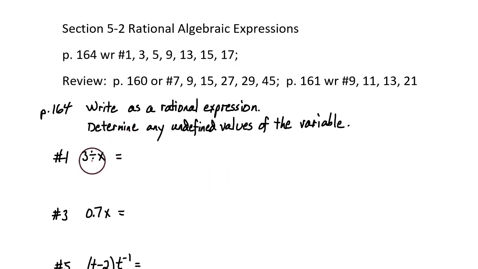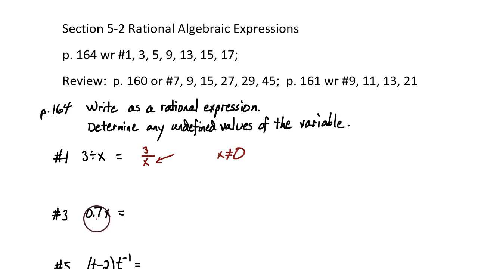So in question number 1, 3 divided by x, we would write as 3 over x. This makes it look like a rational expression. To figure out undefined values, we look in the denominator. In math, a denominator cannot be 0. So we want to say that x cannot equal 0. This gives our undefined value of the variable, the number that is not in the domain for x.